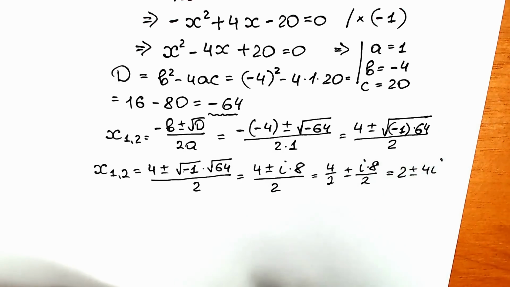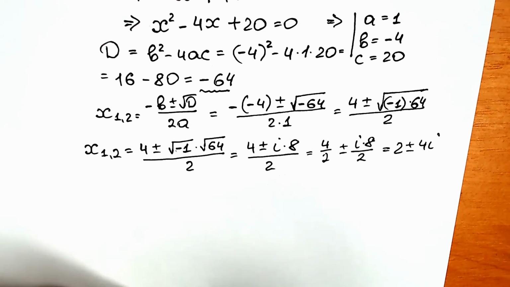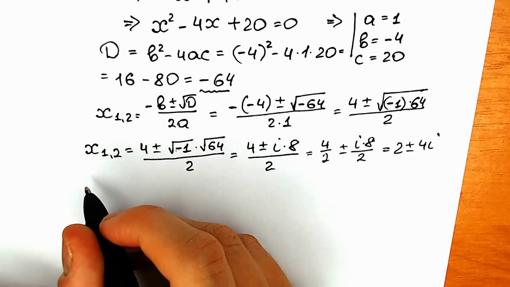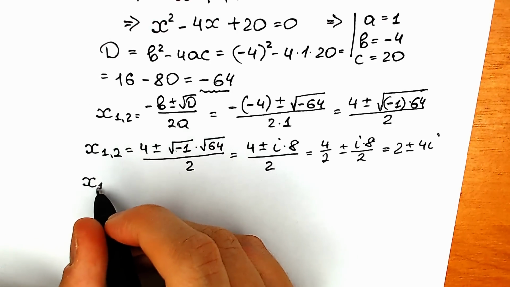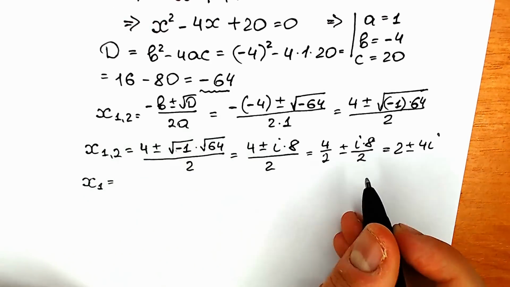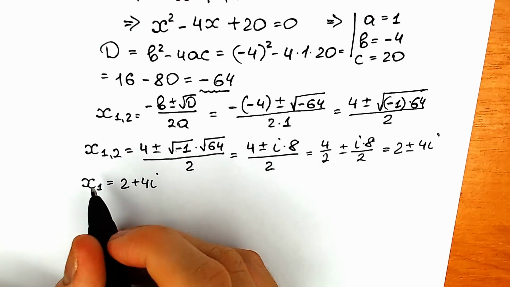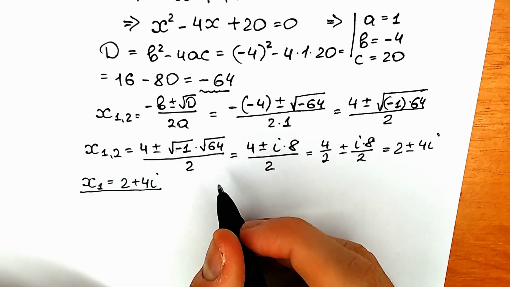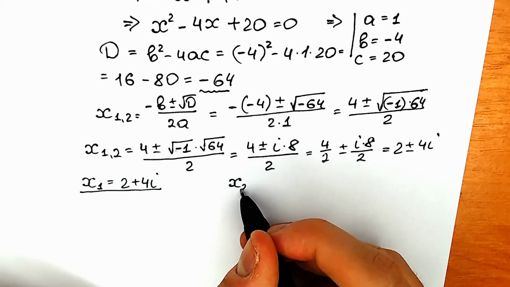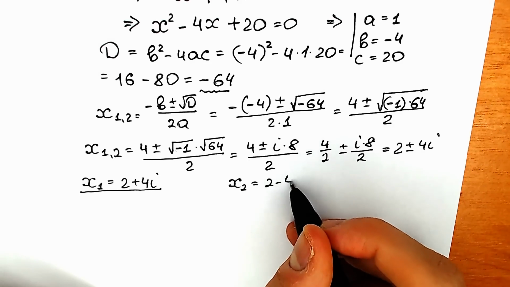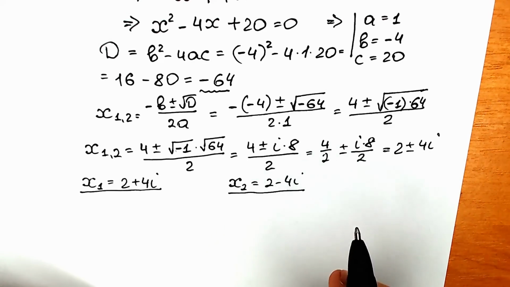So as a result we find our two roots, and right now let's write it. Let's go, for example, with the first one. Let's write with the positive sign. So as a result we have 2 plus 4i. This is our x first, and the second one, x second, is equal to 2 minus 4i. These are our two roots.